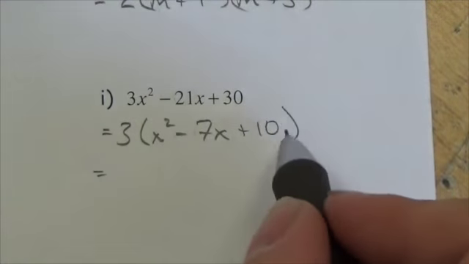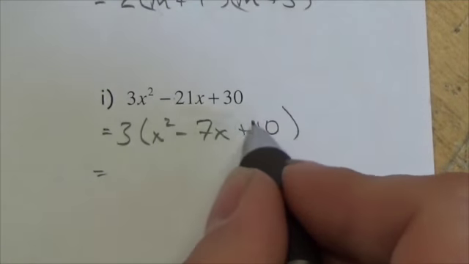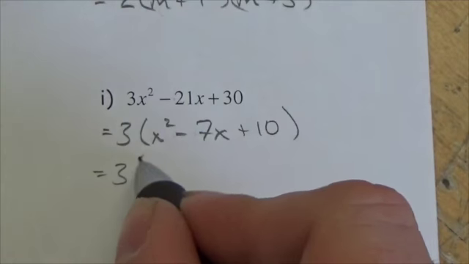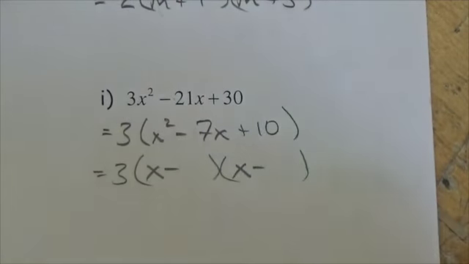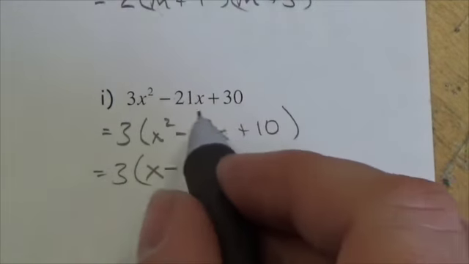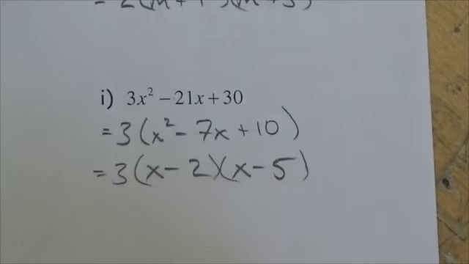Okay? Now, what are my factors of 10 that add to negative 7? Because the product is positive and the sum is negative, I already know that those two numbers must both be negative. So what are the factors of 10? Well, 1 and 10, 2 and 5. 1 and 10 doesn't get you 7 there, but 2 and 5 would. And so there's my factored form, 3 times x minus 2 times x minus 5.